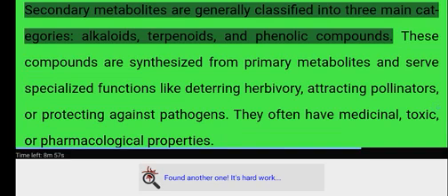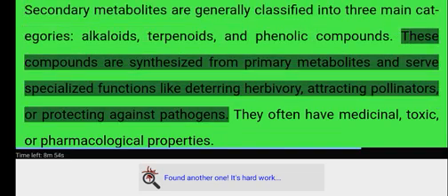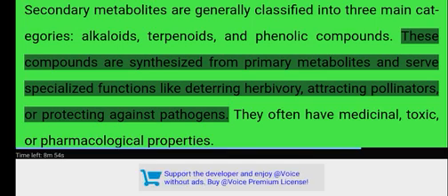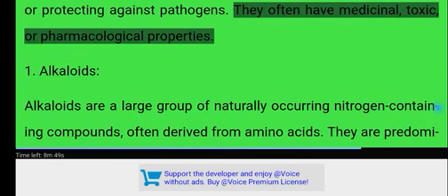These metabolites are typically involved in plant defense, signaling, attraction, and protection. Secondary metabolites are generally classified into three main categories: alkaloids, terpenoids, and phenolic compounds. These compounds are synthesized from primary metabolites and serve specialized functions like deterring herbivores, attracting pollinators, or protecting against pathogens. They often have medicinal, toxic, or pharmacological properties.